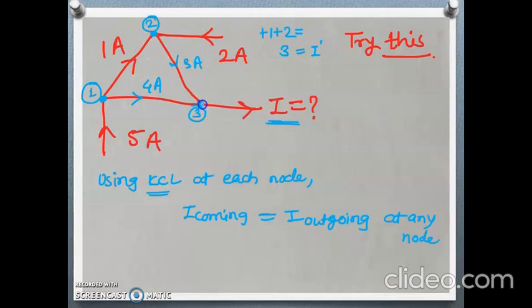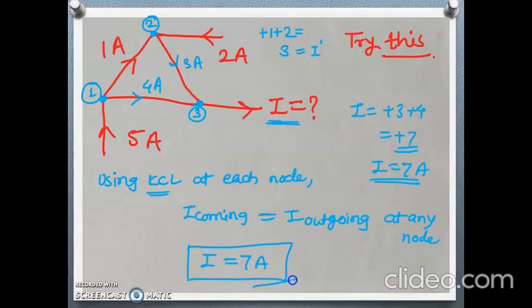Now see here, at node 3, 4 ampere is incoming and 3 ampere is incoming. So 4 plus 3 is 7 ampere. So the outgoing current I will be 3 plus 4, which is plus 7 ampere. So the required value of current for this given task will be 7 ampere. This is the required correct answer. In this way, we can solve with the help of KCL, and the unknown current can be found out.